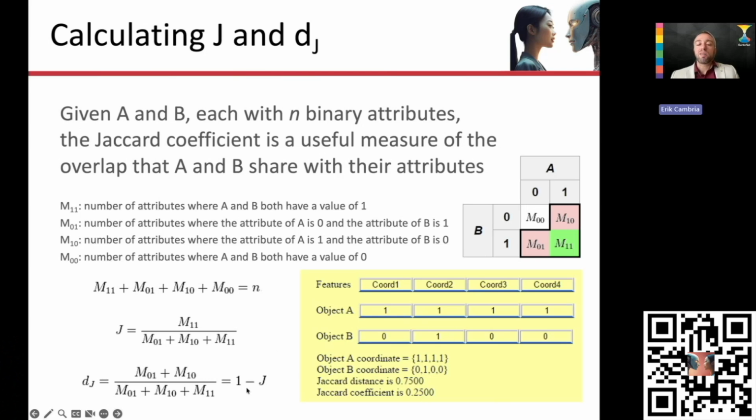And the distance is 1 minus the Jaccard coefficient. This is similar to what we discussed in the past lecture. Cosine similarity tells me about the similarity. Euclidean distance tells me about the dissimilarity. So here we have the same. The Jaccard coefficient tells me how similar two sets or objects or data points or vectors are. The Jaccard distance tells me how dissimilar they are.